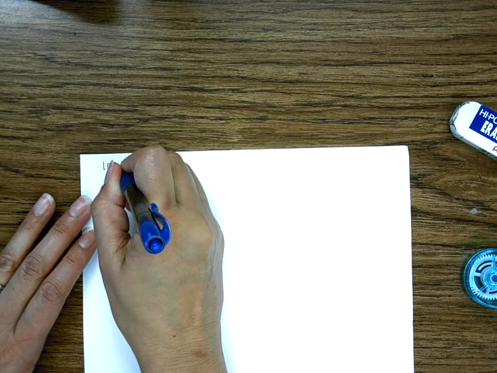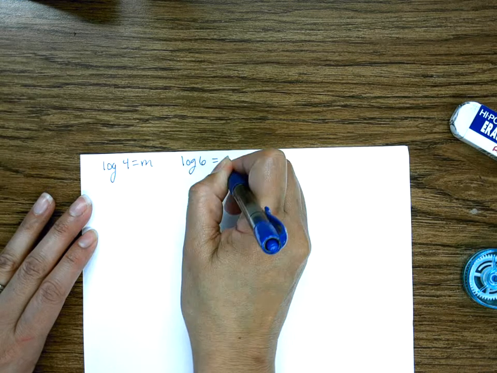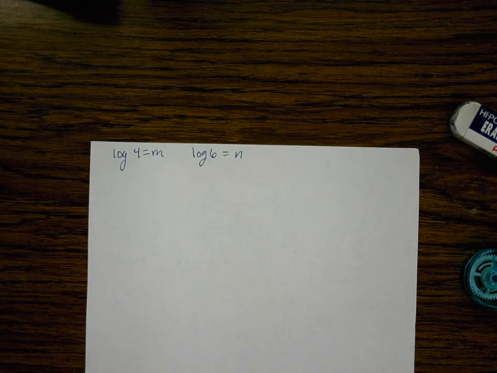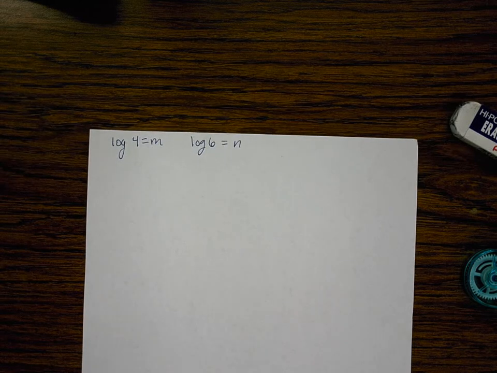Log of 4 equals m, and log of 6 equals n. And they're going to give you a bunch of them, log of 24, log of root 6, excuse me, log of 40, a bunch of them to rewrite using m and or n.